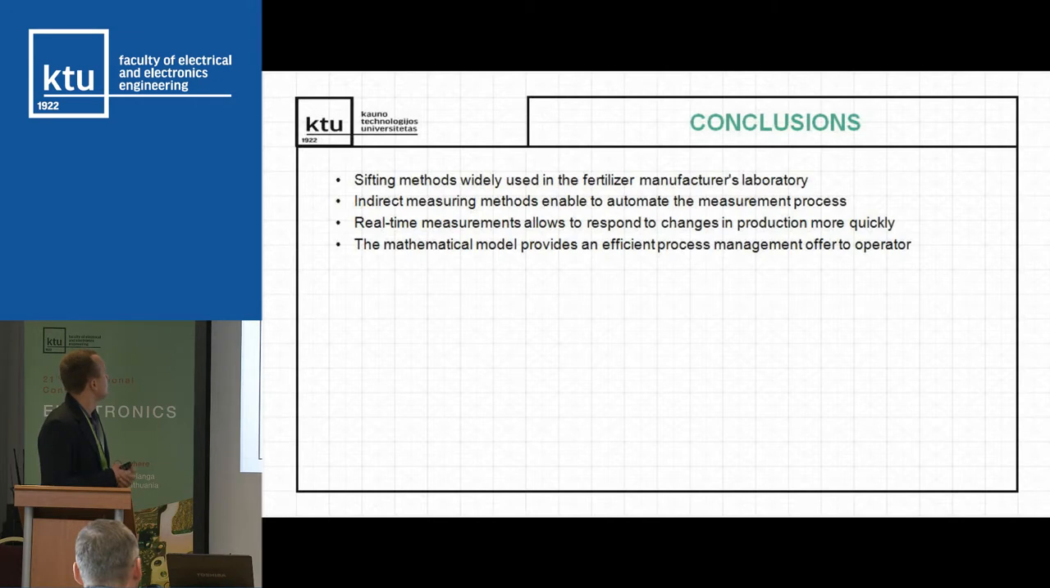And in conclusion, the sifting method is widely used in factories, and indirect measurements enable us to automate the measurement process, and real-time measurements give us the possibility to control the granulation process. At the moment, about 10 of the systems are working in local factories, and I'm testing it on the real production line. Thank you.